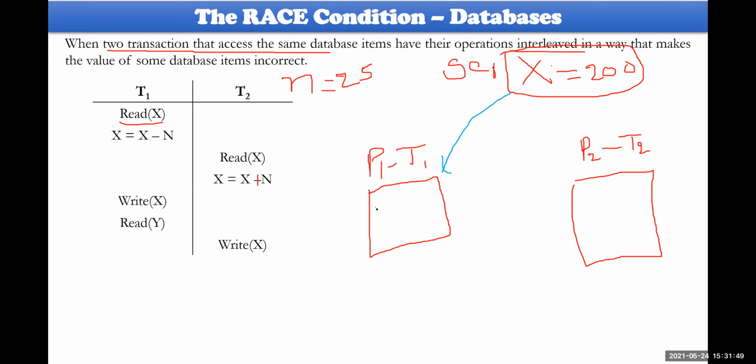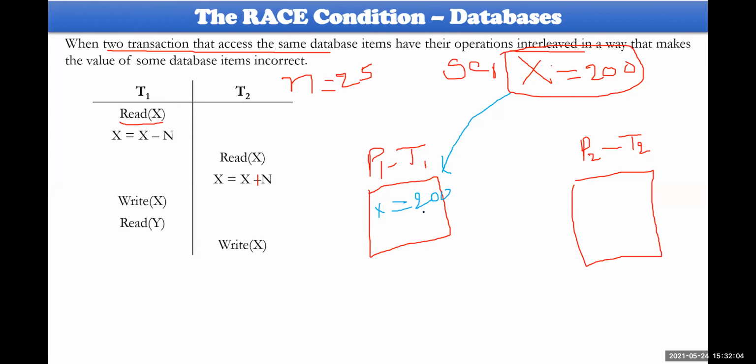Now x is equal to 200, and after that it has been modified. The modification happened here: 200 minus 25, that is 175 updated. It has not been written back to the server, because the write operation comes after two operations of transaction T2. Therefore interleaving could happen so that transaction T2 gets its turn.